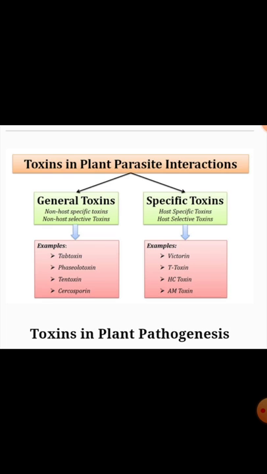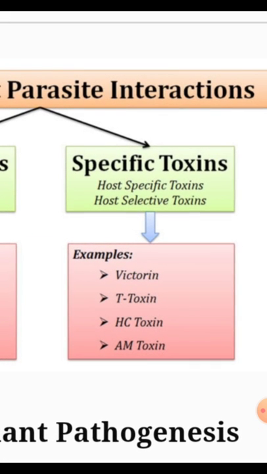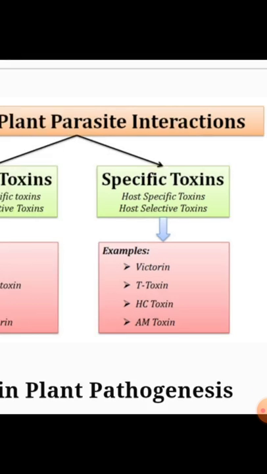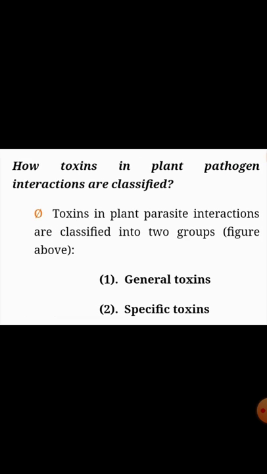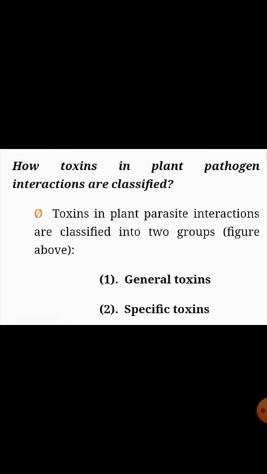You can see here the examples of general or non-host specific toxins are tabtoxin, phaseolotoxin, tentoxin, and cercosporin. And here the specific toxins are Victorin, T toxin, HC toxin, and AM toxin. Later we will further discuss the whole description of these toxins. Let's see how toxins in plant pathogen interaction are classified. As we have already discussed in the previous table, once again I'll tell you.